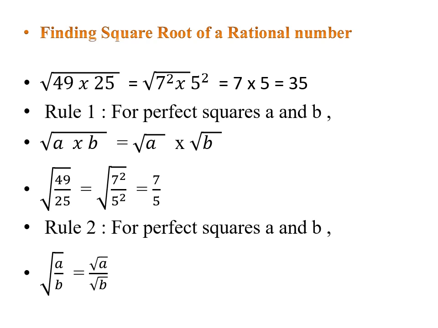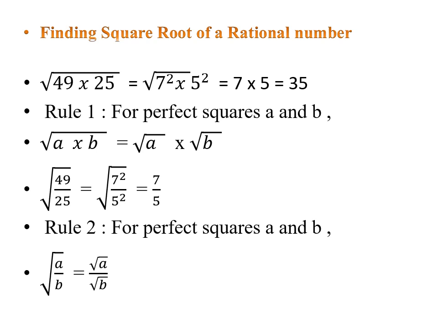So before that, first let's see how to find the square roots of rational numbers. So here in the first example, you have to find the square root of 49 multiplied by 25. 49 is the perfect square of 7 and 25 is the perfect square of 5. So under root of 7 square multiplied by 5 square gives you 7 multiplied by 5 equals 35. So rule 1 says for the perfect squares a and b, square root of a multiplied by b, you can write individually square root of a into square root of b.